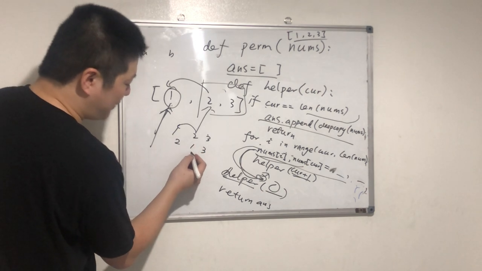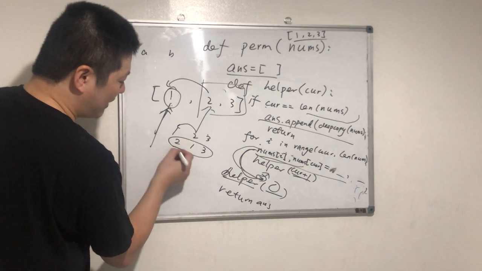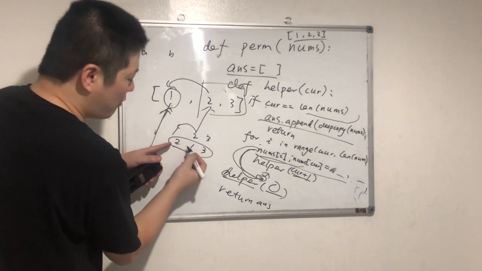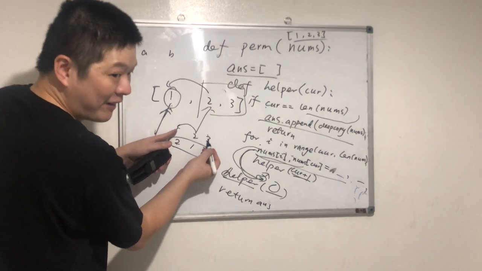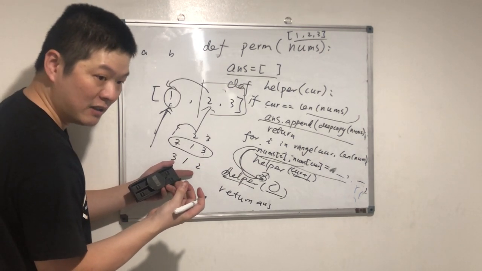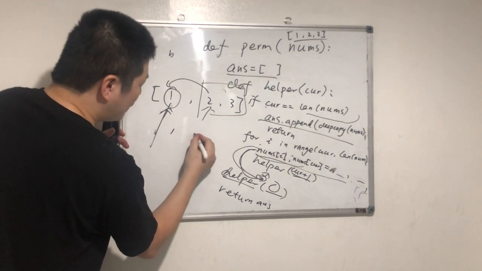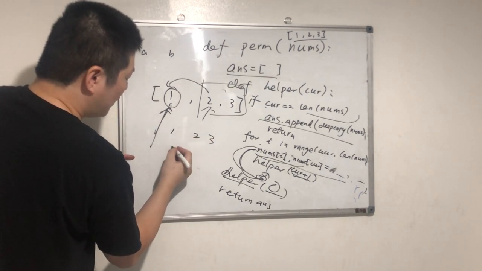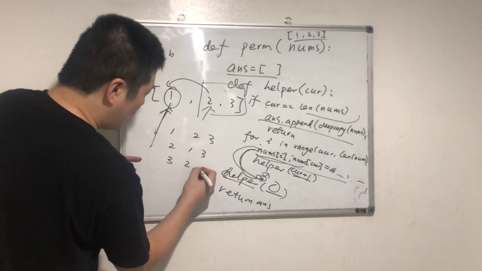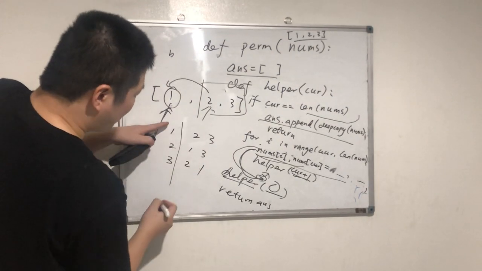Because if I don't swap it back, what happened? If I don't swap it back, like 2, 1, 3, and then the next time it becomes 3 and 2, swap it. But I want to swap 1 and 3, right? If I swap it then, that will become 3, 1, 2, then there will be some missing. Got it? Do you understand this one? Because for each one, 1, 2, 3, I want to swap it with, there will be 1, 2, 3, 2, 1, 3, and 3, 2, 1, right? I'm talking about the first position.